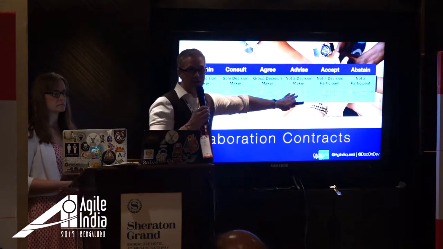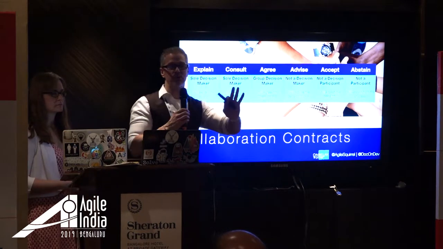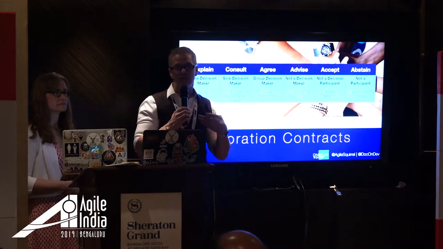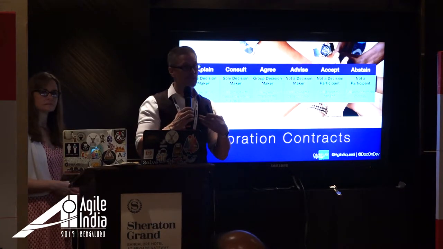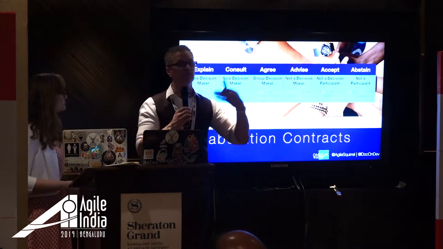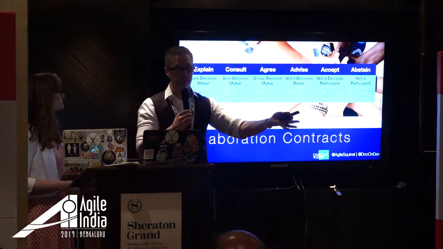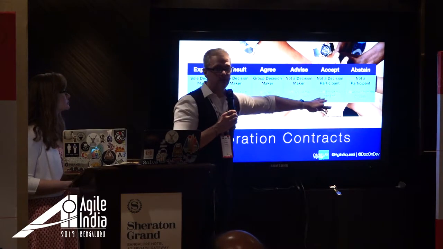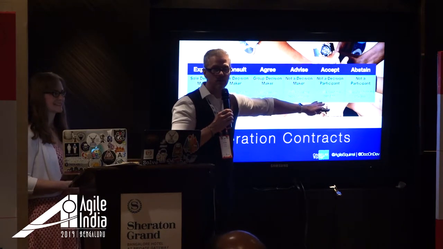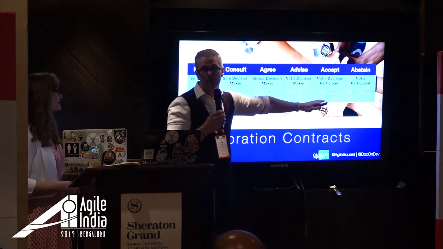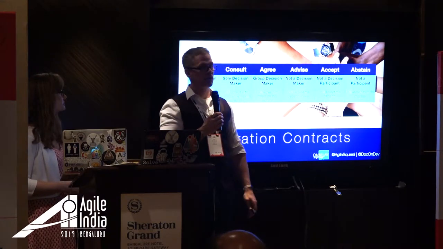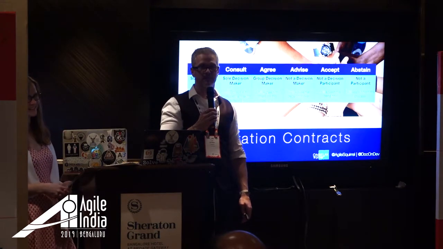If you are in advise, you are now saying, I don't actually need to be a decision maker. Somebody else can make this decision, but I have information or a perspective that I think is valuable, and I would like to share that with the decision maker to help inform their decision. If you are in accept, you are not a decision maker, you have no information to share, and you will accept the decision as made. And if you are in abstain, you have no idea why you got invited to this meeting in the first place.